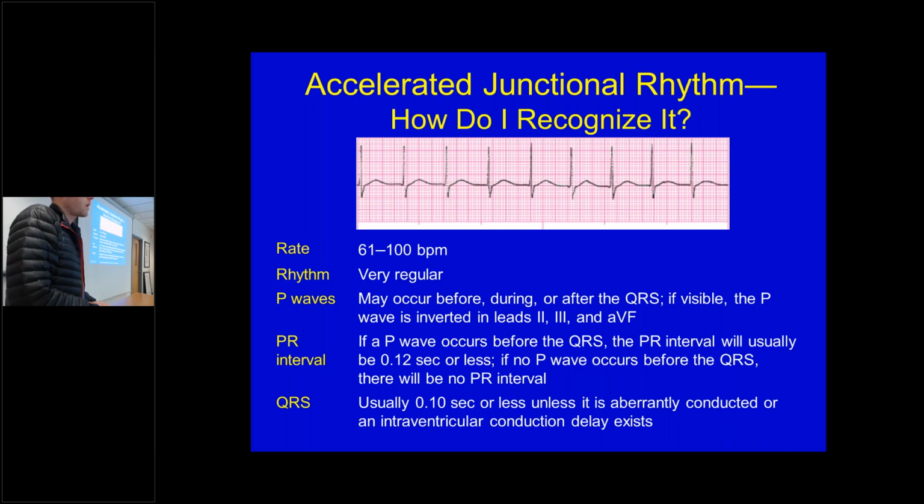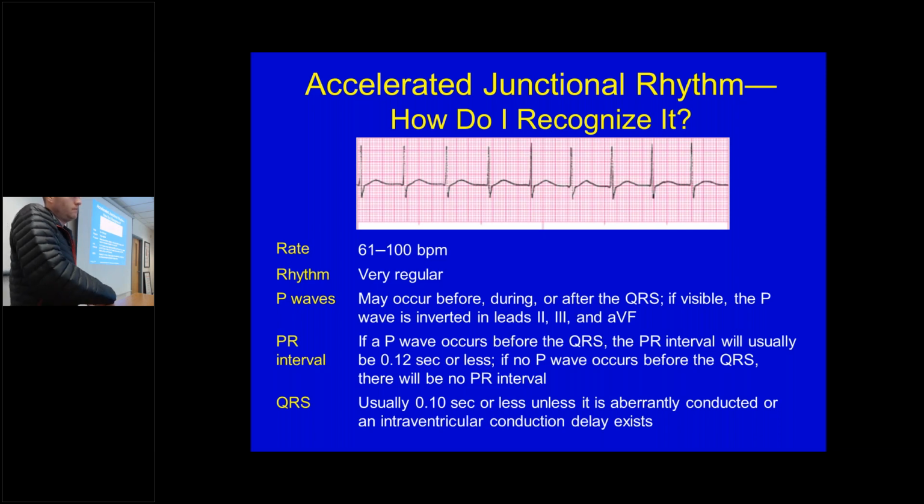So what's our rate? About 90. That works. Is it regular? Yep. P waves? Do you think there might be P waves present? They're probably hidden in the QRS. Okay. If you have a regular rhythm and you can't discern any P waves, that's probably junctional. The P waves are being hidden.